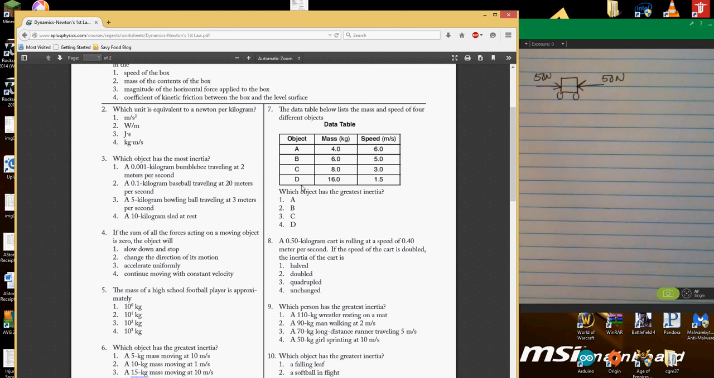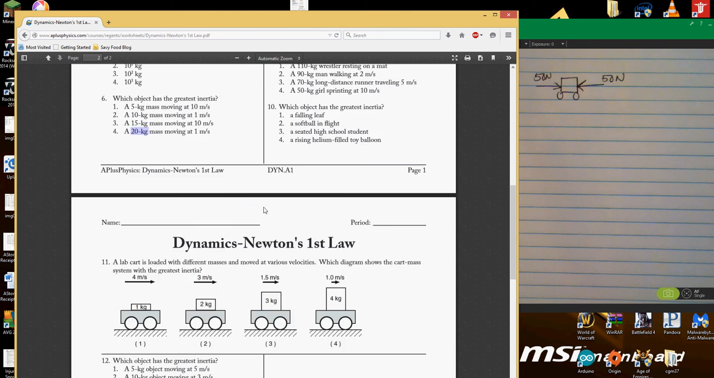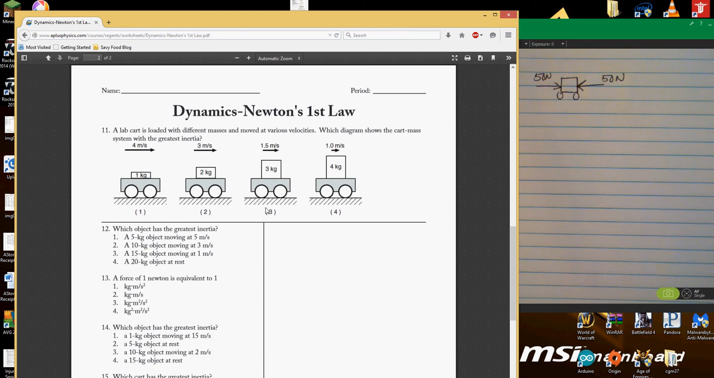Okay, the next question is question number 11. It says a lab cart is loaded with 4 different masses and moved at various velocities. Which diagram shows the cart and mass system with the greatest inertia? Again, you're looking at the one with the greatest mass, which would be number 4.